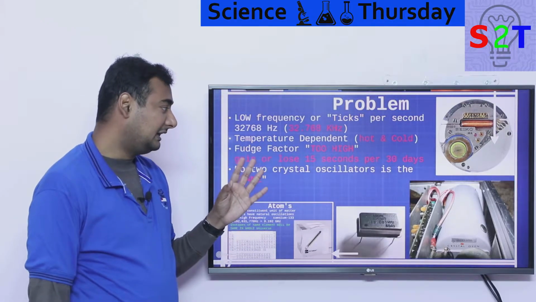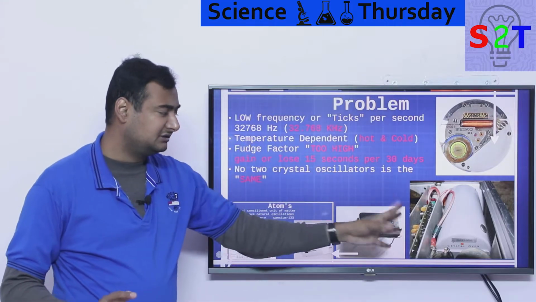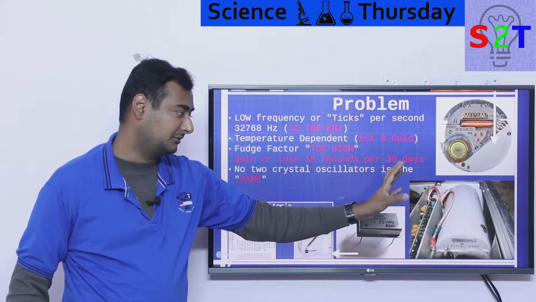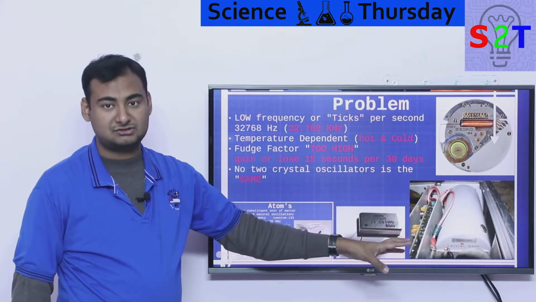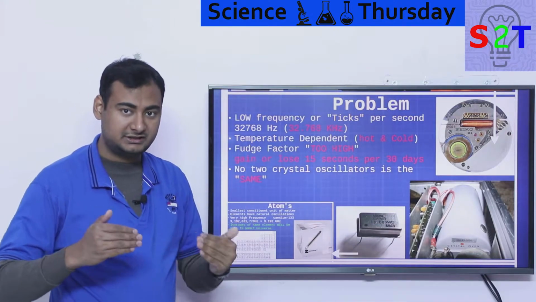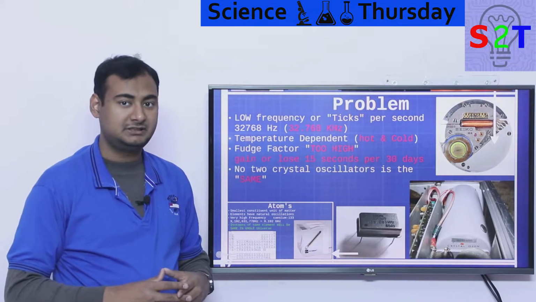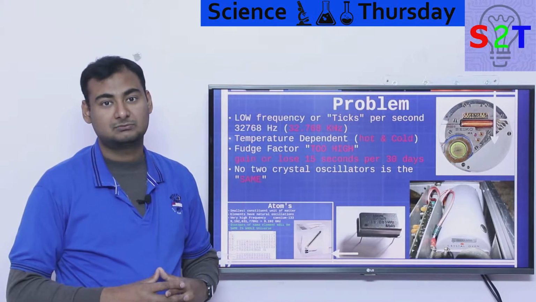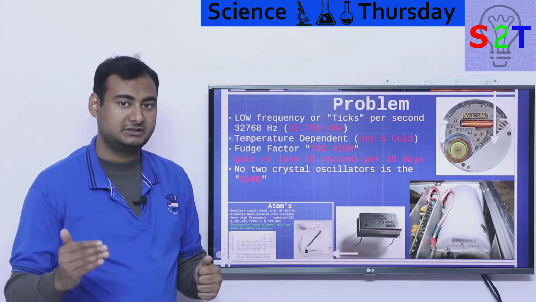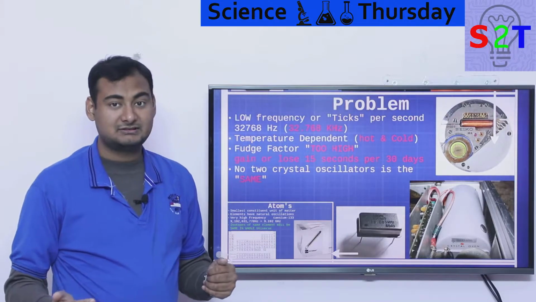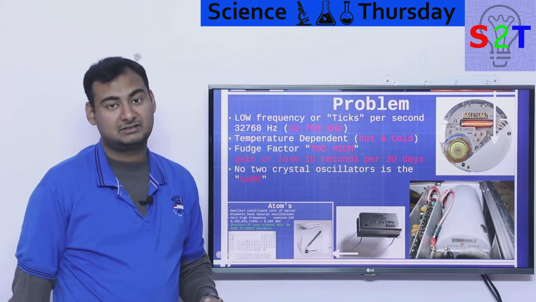And then on top of that, let's say you did the best you can do, you created a quartz oscillator that is thermally controlled. Now you're getting a fixed standard, and this was used in earlier days of timekeeping, and this whole system was made good enough to 100 kilohertz. Now the problem with that is that no two crystal oscillators are the same.